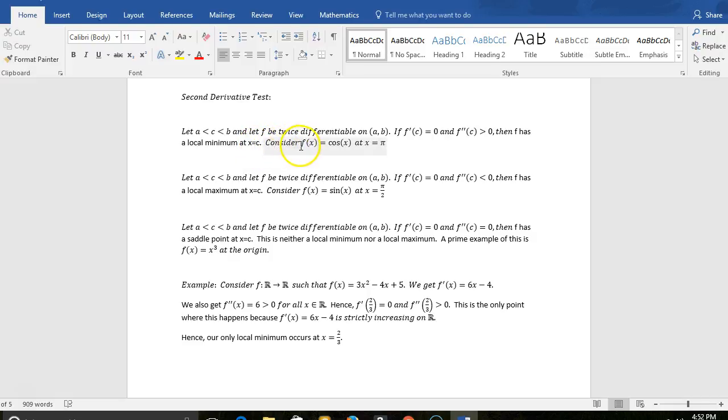For an example, consider f of x equals the cosine of x, and consider the point x equals pi. Excuse me, I got tongue tied there. At x equals pi, we have a local minimum. That minimum value is -1 because the cosine of pi is -1, and it occurs at x equals pi.